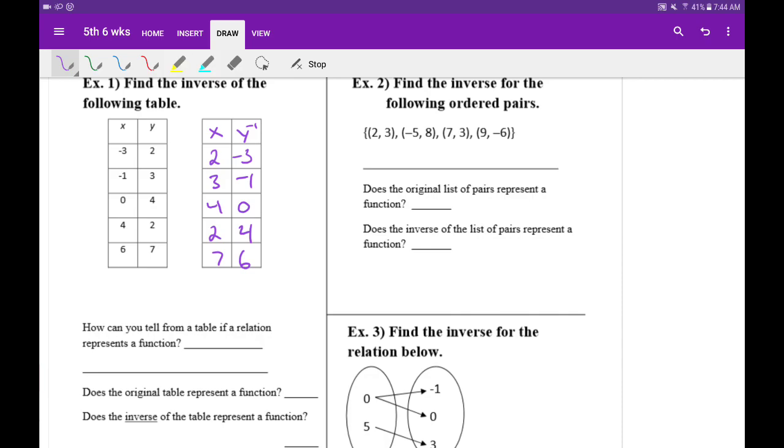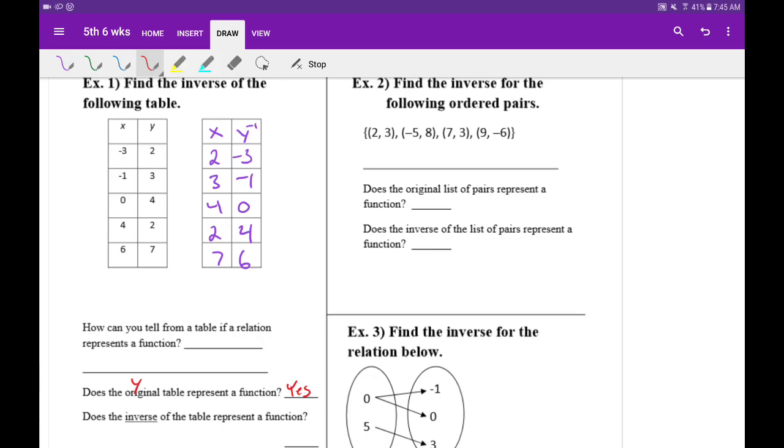All right. How can you tell from the table if a relation represents a function? What we want to look at is if there are any repeating x values. So if I look at the original table, it asks, does the original table represent a function? Well, the original table is referring to the table of the y. It does represent a function, so yes, because none of the x values repeat.